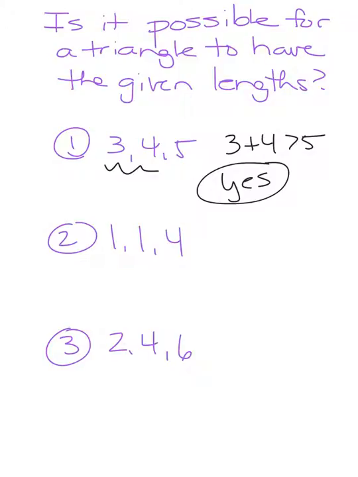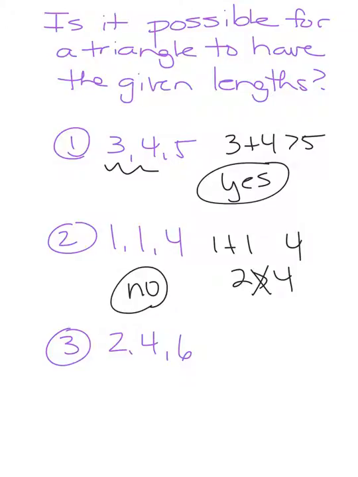Now look at number 2. 1 plus 1 is 2. 2 is not greater than 4. That doesn't work. So I cannot form a triangle with those given measurements. Two of the sides will just not be long enough. I can't make them match.